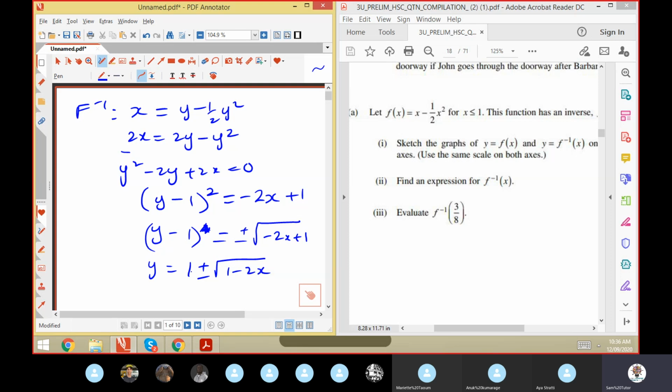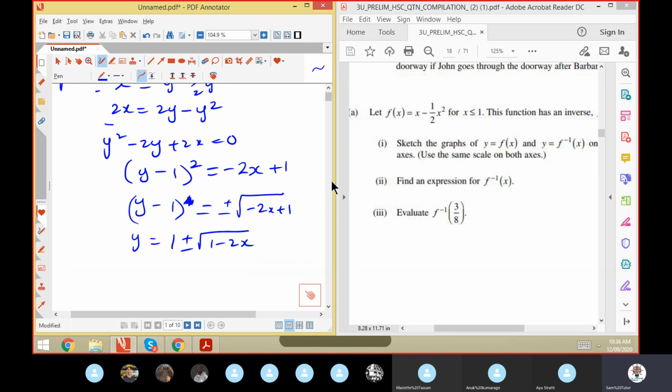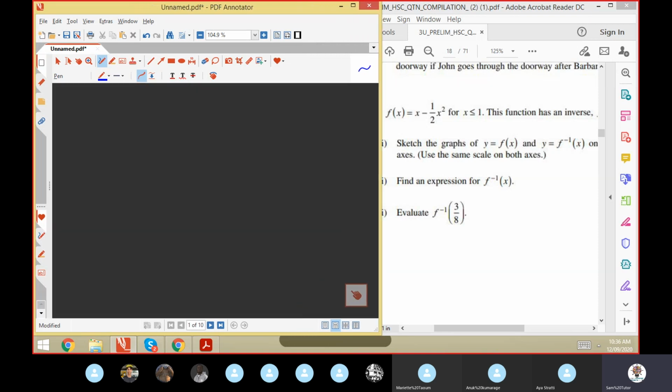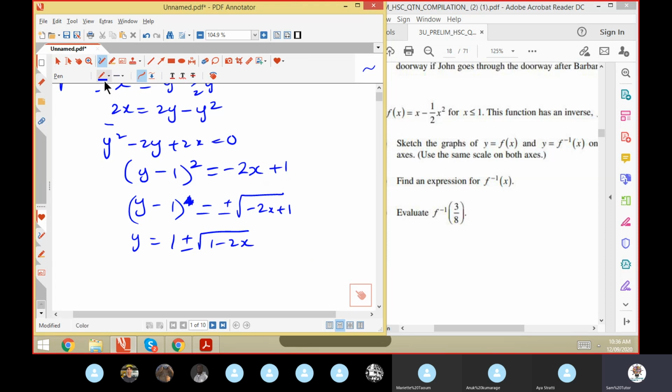Y equals 1 plus minus square root 1 minus 2x. Which one do I go for? The plus or the minus? Does someone know how to work out now? Am I going to go for the plus or the minus? Because you've got to pick one. You can't have both.